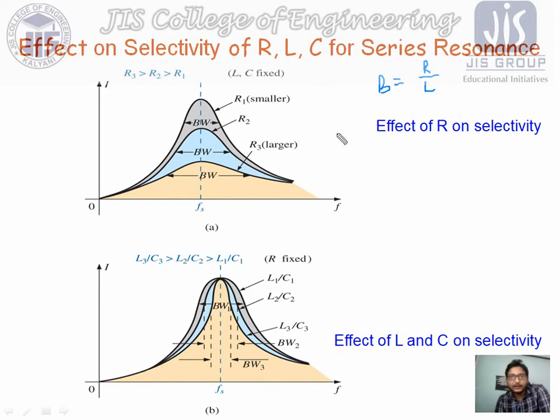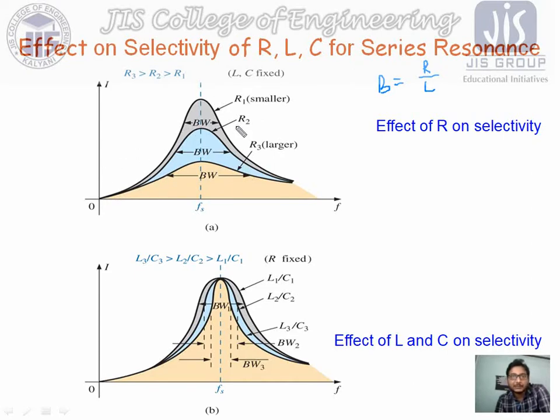Now for the normal circuit, we have seen the frequency versus current response that looks like this. And if we keep L and C constant for a series RLC circuit, and increase the value of R, then the graph gradually increases.